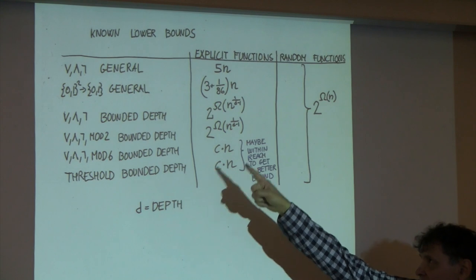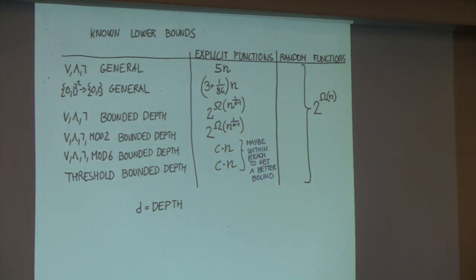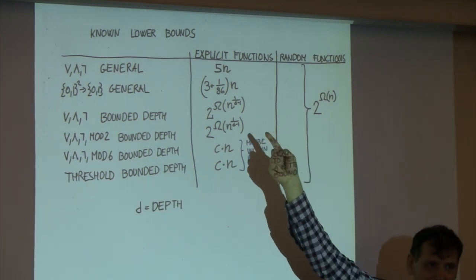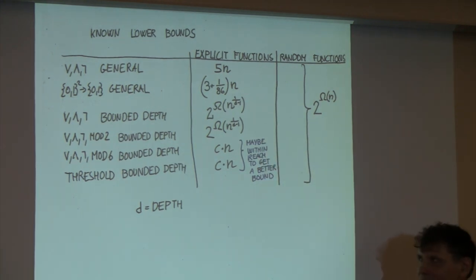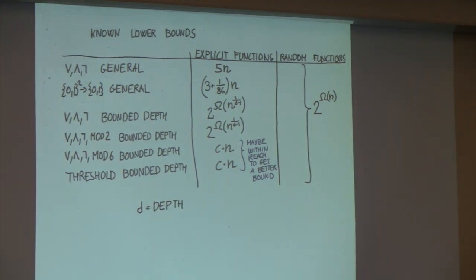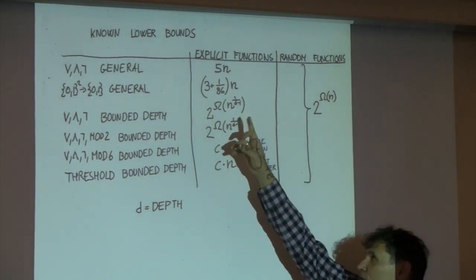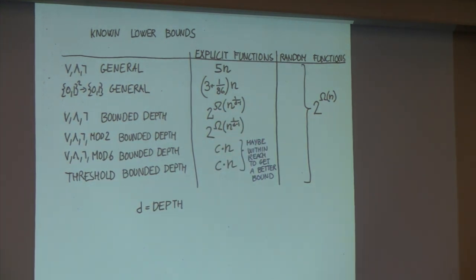Over general gates, of course, the situation has to be worse, right? Because whatever lower bound works for general gates also works for AND, OR, and negation gates. And that was a STOC paper, I think. For 30 years it was 3N, and now it was improved to 3 plus 1 over 686 or something. And that was a major conference paper.